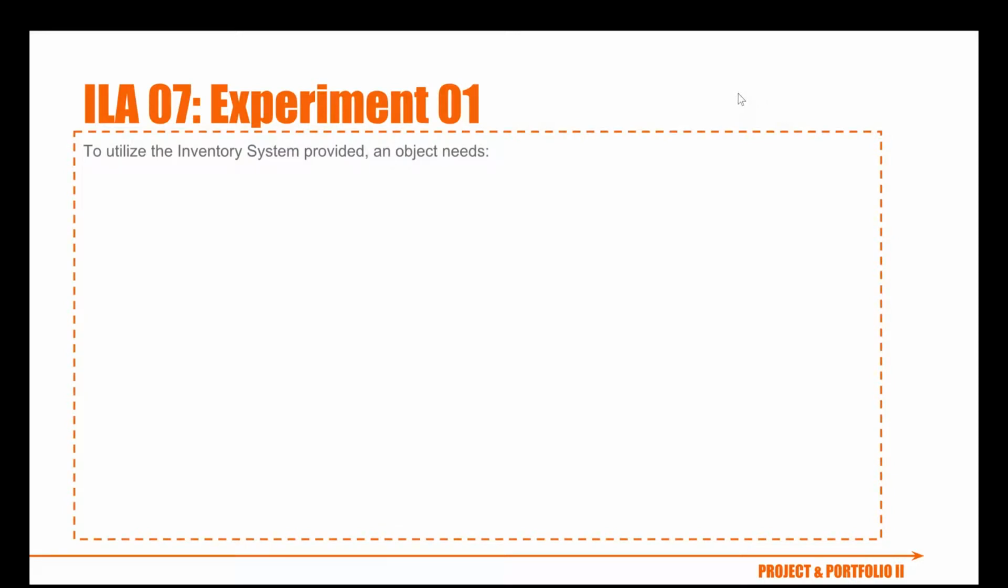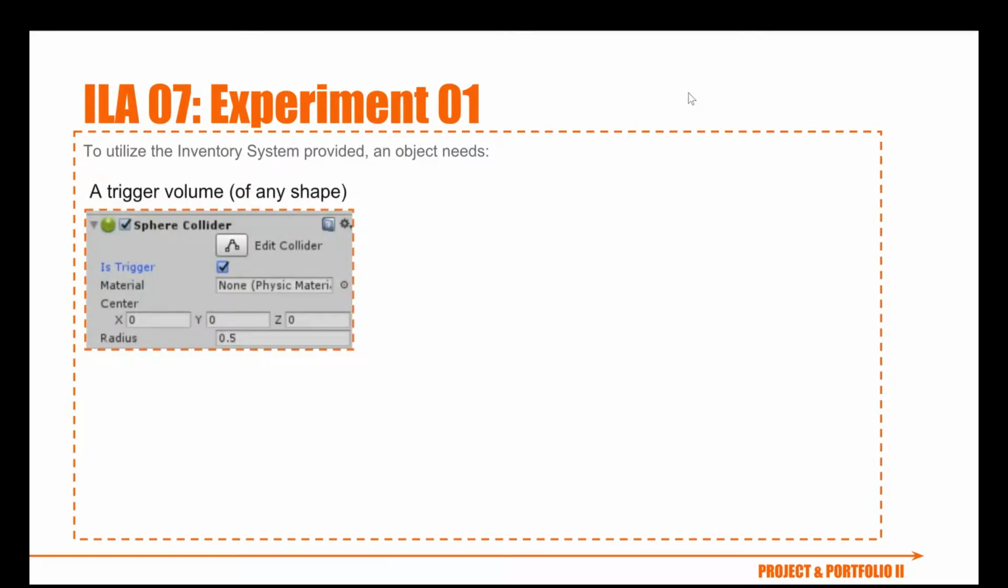All right, so next up, we're just going to talk about the inventory system. For an object to actually use our inventory system, first it needs a trigger volume, right? Any shape. Usually we utilize sphere colliders for our collectibles, but if there's any other instance, maybe a scenario where you need a box collider or some other shape, that's definitely fine, right? Set it to be a trigger volume.